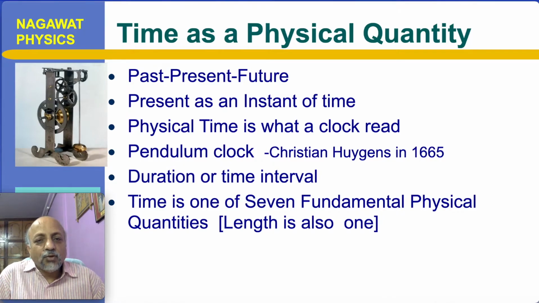The Galilean view has been developed in the period when the pendulum clock was designed by Christian Huygens in 1665, and clocks were available. And with these clocks, we have been able to improve our understanding of the concept of time and the concept of time interval also.